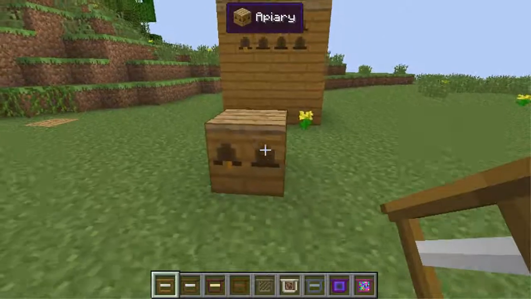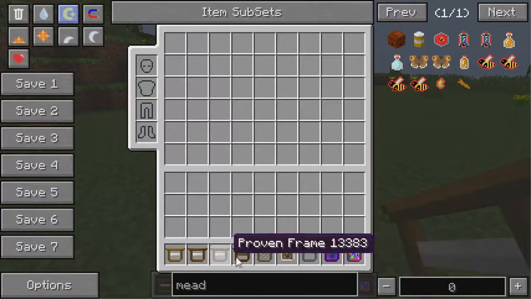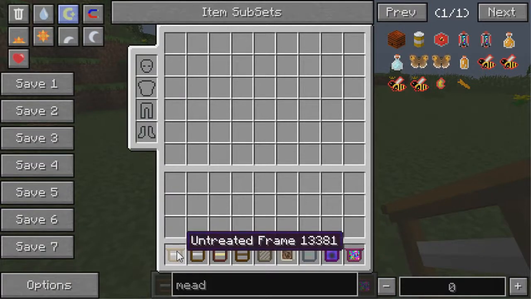Now, how can we make that chance go up? And this is why we have frames. And frames are really useful, especially because they're really not that expensive when you really think about it.